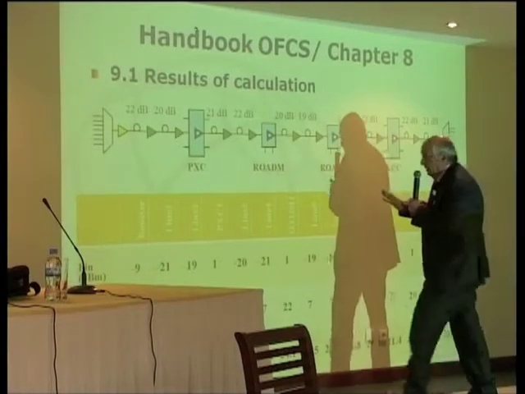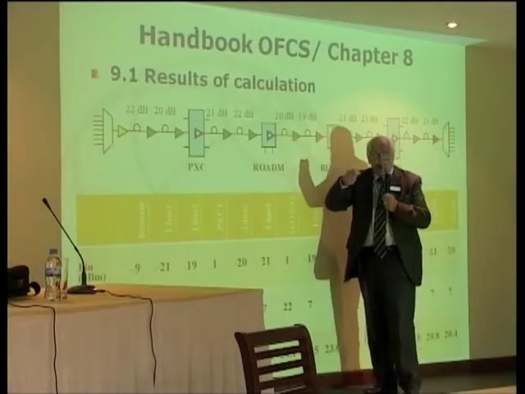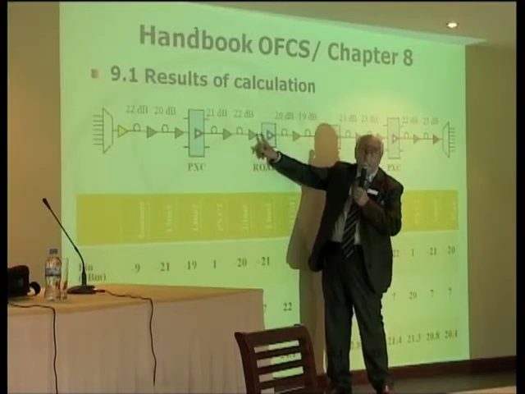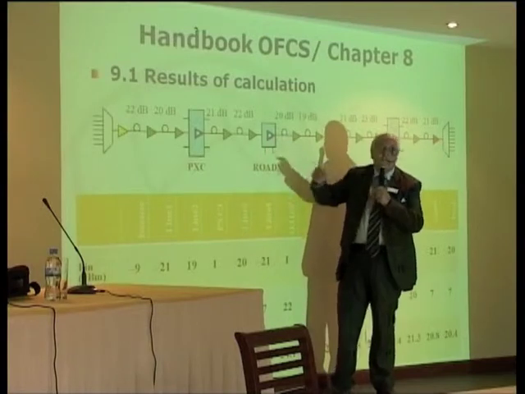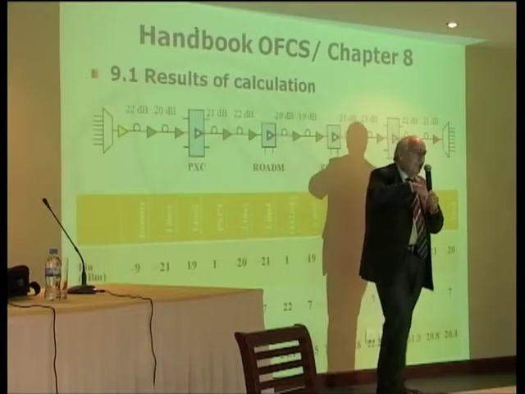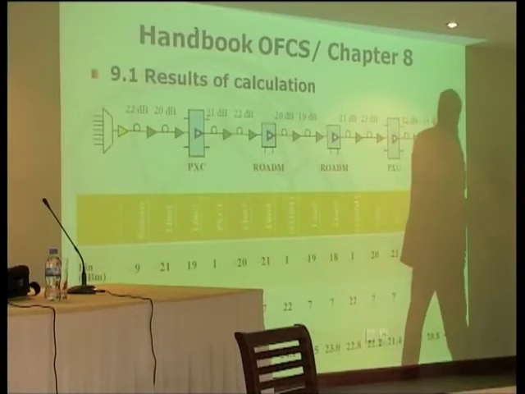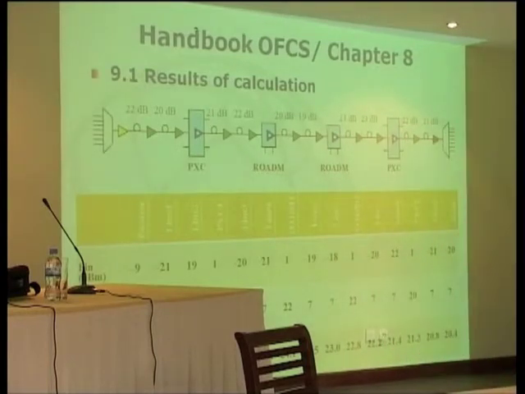So the last step is to measure the optical signal-to-noise ratio here, to measure here, and to compute by measurement what is the real degradation. This is the last evolution of the network.